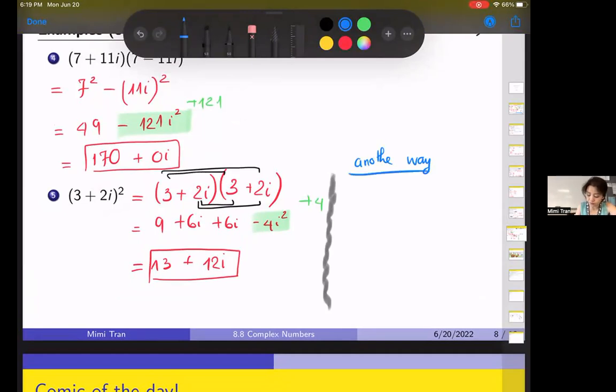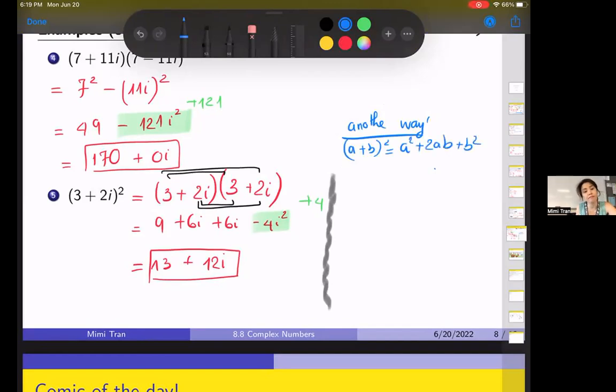Okay, another way. Recall, if you can remember, a plus b squared is equal to a squared plus 2 times ab plus b squared. I'm showing you this just because the books have this shown, but you feel free to just FOIL it. Most students just use that method. But for me, if I do a long math problem, I prefer this method, the blue one. So I have 3 plus 2i, all of that squared.